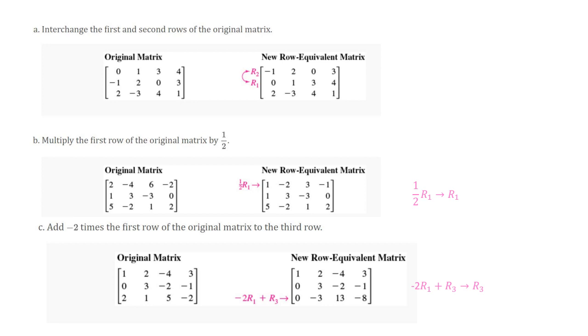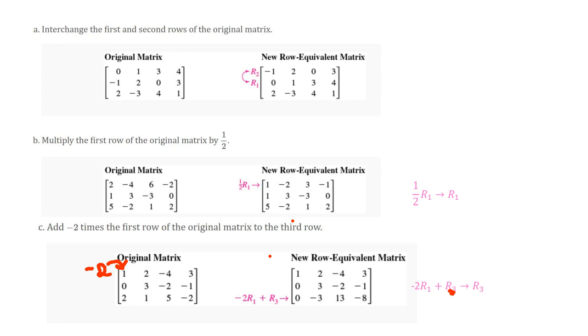Okay, so here it says add negative 2 times the first row. I'm sorry, so 2 times the first row. So I have 2 times 1 is 2, and then we're going to add it to the third row, so 2 plus 2 is 4. Oh, it's a negative 2. So that's important, let's make sure we have the right sign. So let's start over. Negative 2 times 1 is negative 2, plus 2 is 0.